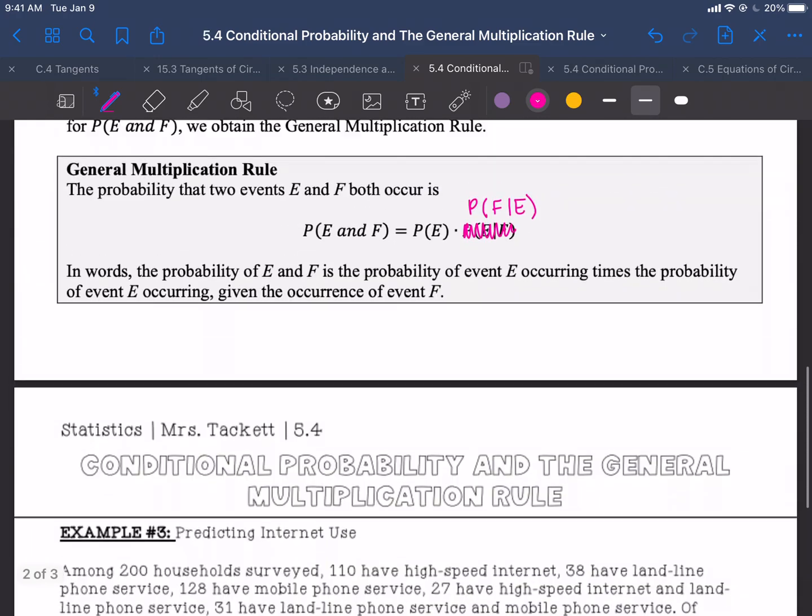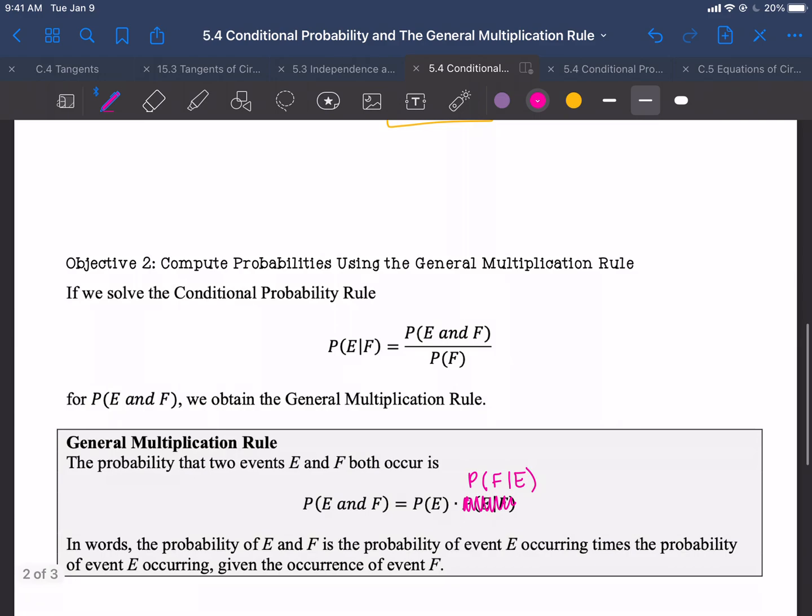Okay, so let's take a look at that. Here is our conditional probability rule. If I'm trying to figure out what is the probability of E and F, then I would simply multiply both sides by the probability of F. So we could write that the probability of E and F, or E intersect F, would equal the probability of F, so the second thing, times the probability of E given F.